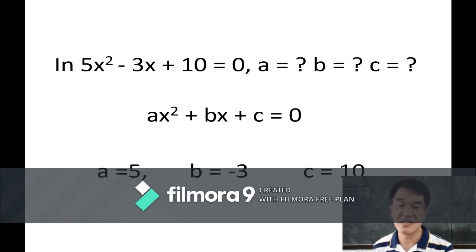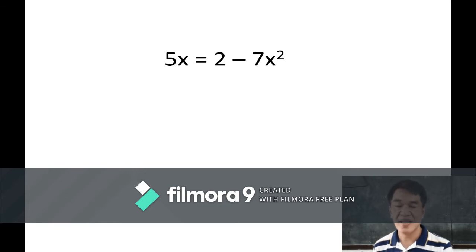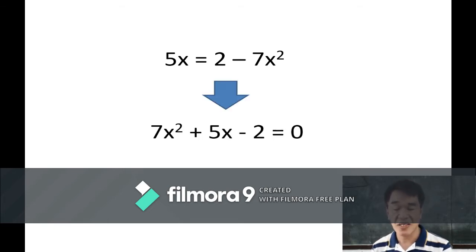Okay, how about 5x equals 2 negative 7x squared? So obviously, this is not in the standard form. So first, we transform this into the standard form, which is 7x squared positive 5x negative 2 equals 0. Take note that your negative 7x squared is preferably made positive because that's the first term. Of course, if you make that positive, the signs of the rest of the terms are affected also. So take note of that.